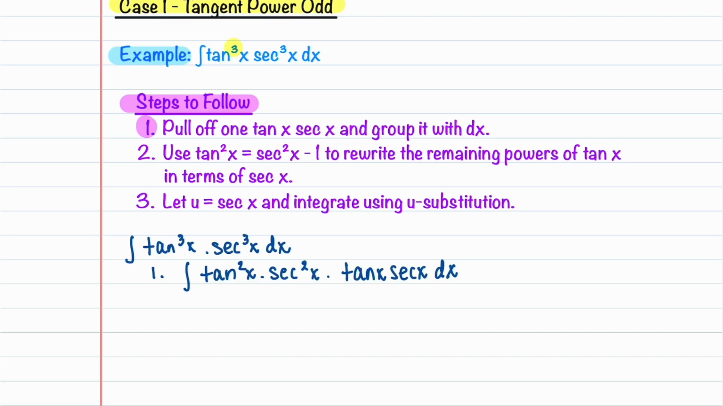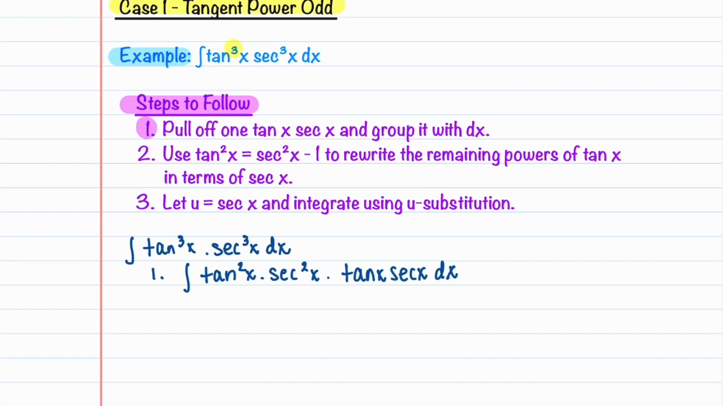The reason that we're doing this is that the derivative of secant is secant x tangent x, and we can make powers of secant by changing our tangent squared x to secant squared x. That's exactly what it tells us to do in step 2.